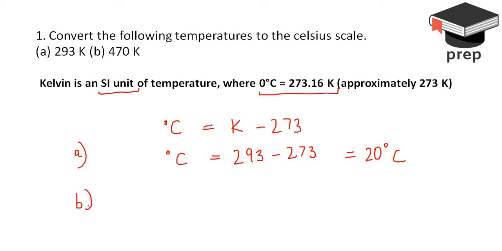Very similarly, doing the second part. The temperature in degrees Celsius will be the temperature in Kelvin, for this part is 470, minus the same constant term 273. When you solve this, the answer is 197 degree Celsius. I hope this part was clear.